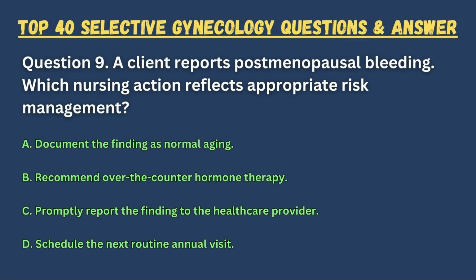Question 9. A client reports postmenopausal bleeding. Which nursing action reflects appropriate risk management? A. Document the finding as normal aging. B. Recommend over-the-counter hormone therapy. C. Promptly report the finding to the healthcare provider. D. Schedule the next routine annual visit.